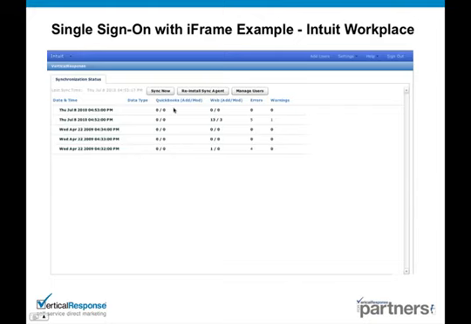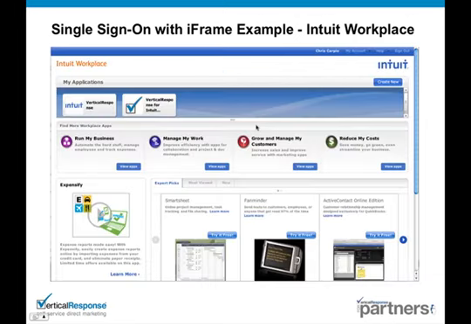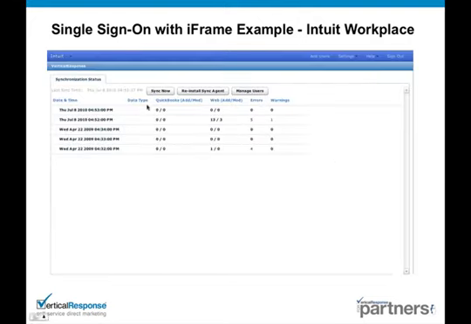Vertical Response goes into QuickBooks and grabs all of your customer data, including your email addresses, phone numbers, first name, last name, etc. Once you've selected the data that you want to move, you click on Sync Now, and it takes all that data and creates a new list under your Vertical Response account where you can then mail to it. Once you have completed that synchronization, you go back to the Intuit Workplace, and you choose the Vertical Response Login, which is the second button here.